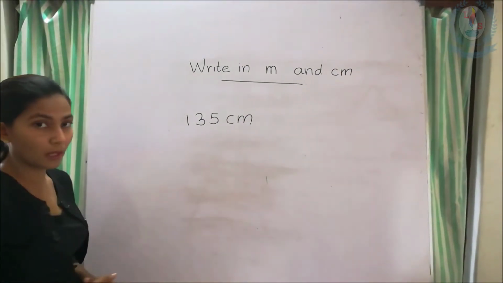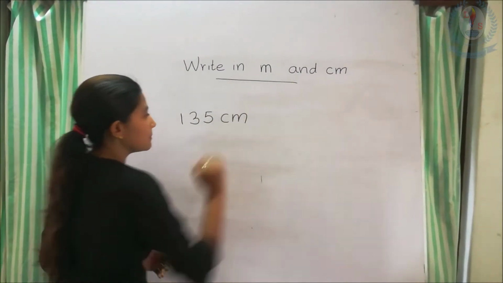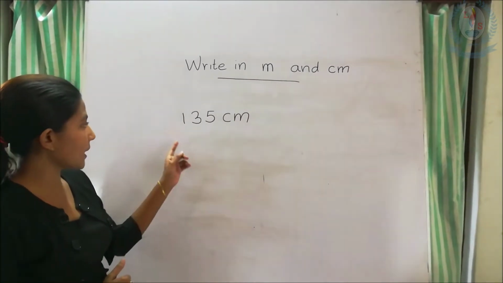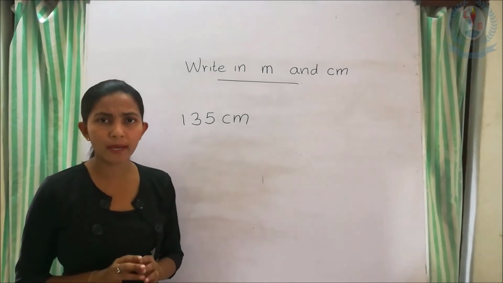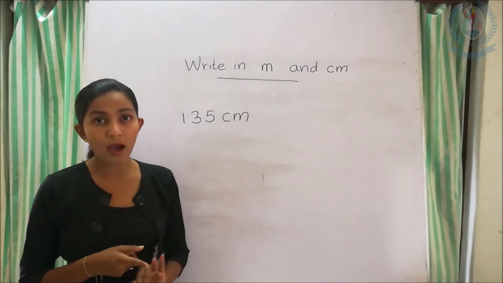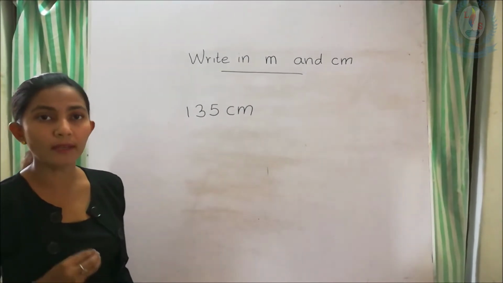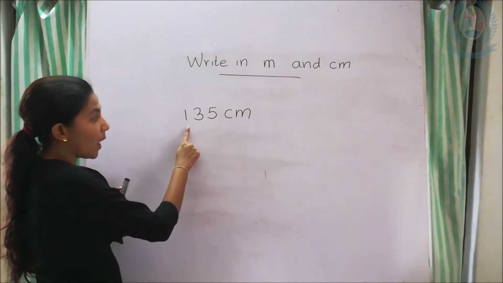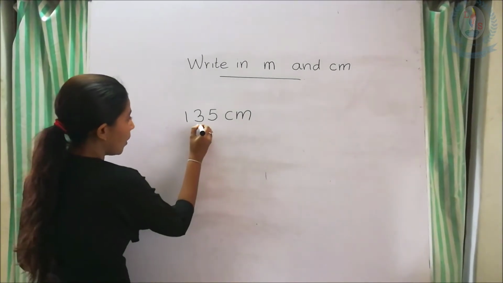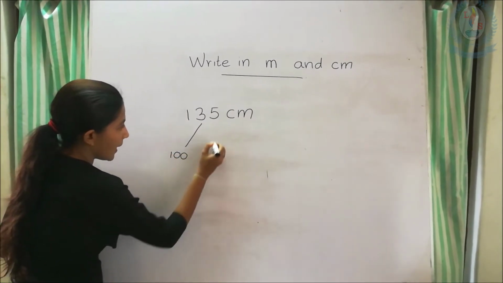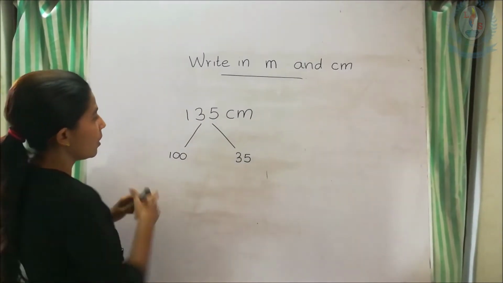Right. Now we will think that we have got a question saying write in meters and centimeters. You have got a question saying 135 centimeters. You have learned to separate a number in the addition lesson, the half lesson and the mental skill lesson according to the sound of the number. Now you hear here, 135 centimeters. See the sound you are hearing? 135.